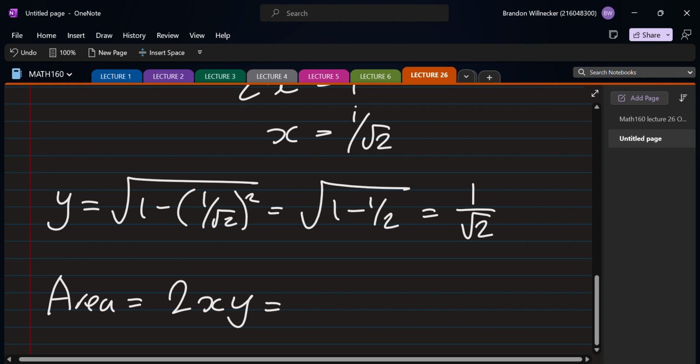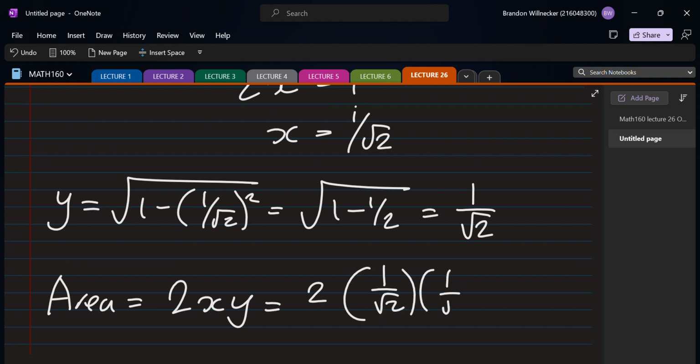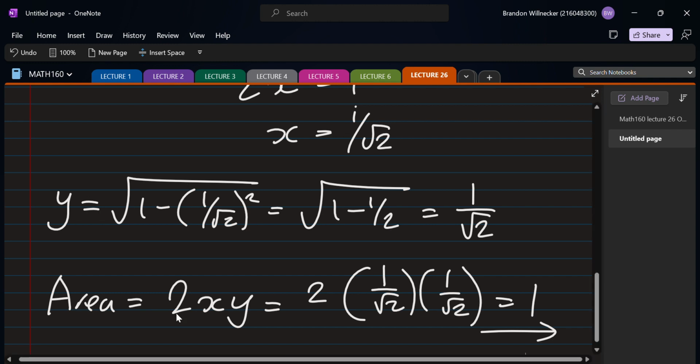Okay, so this is going to be 2 times 1 over root 2 times 1 over root 2. That's 2 times a half, so that's just 1. So we have our x value, we have our y value, and we have our correct area with this 2 in front to take into account that base width.